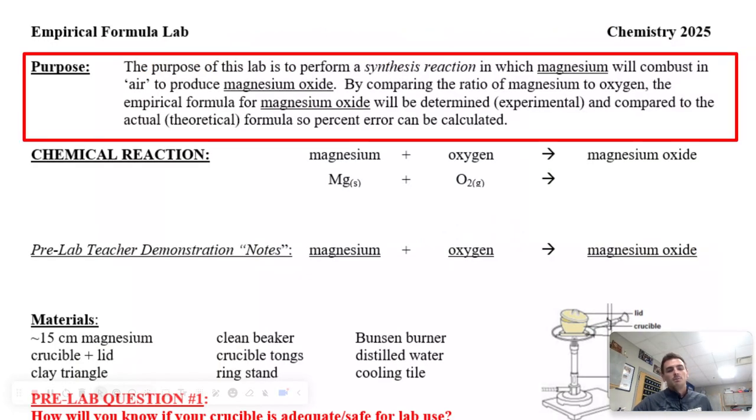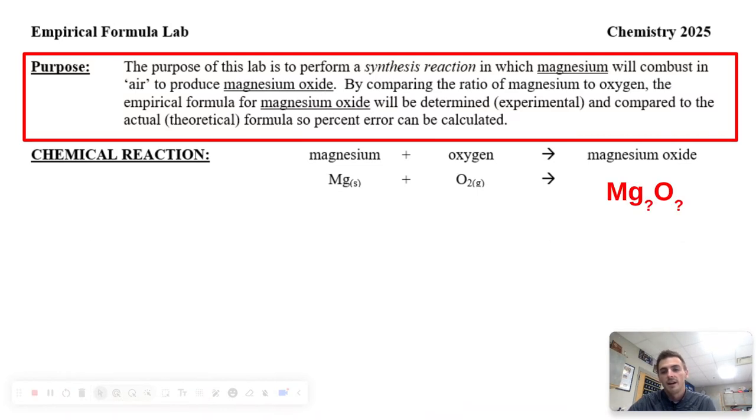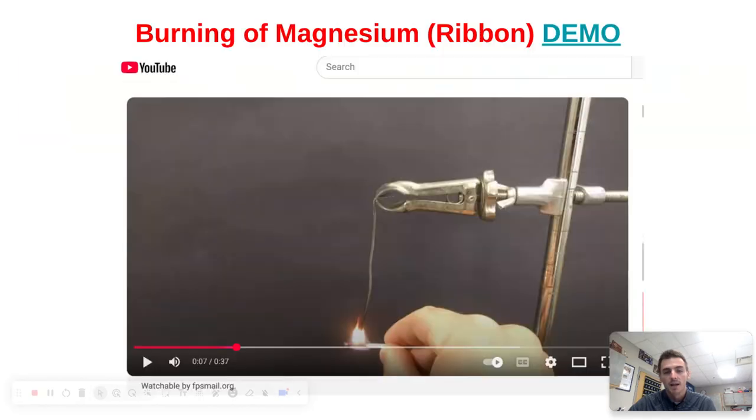So just highlighting again, what we'll be doing is taking magnesium and reacting it with oxygen to make magnesium oxide and finding that formula that we don't know. So that's what we're going to analytically be doing with scales and specific masses.